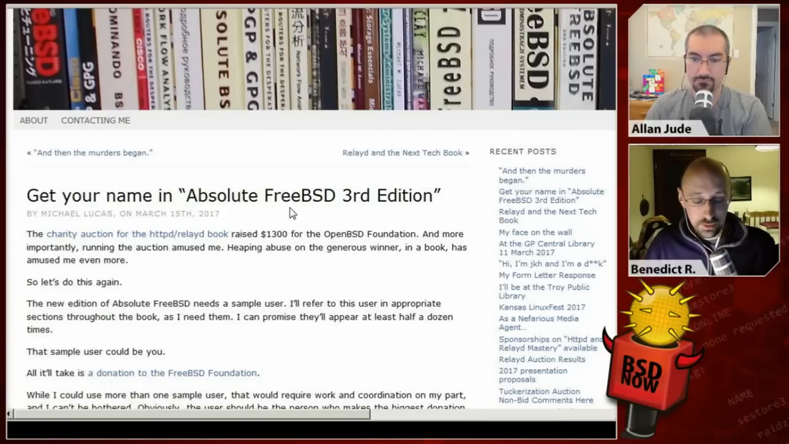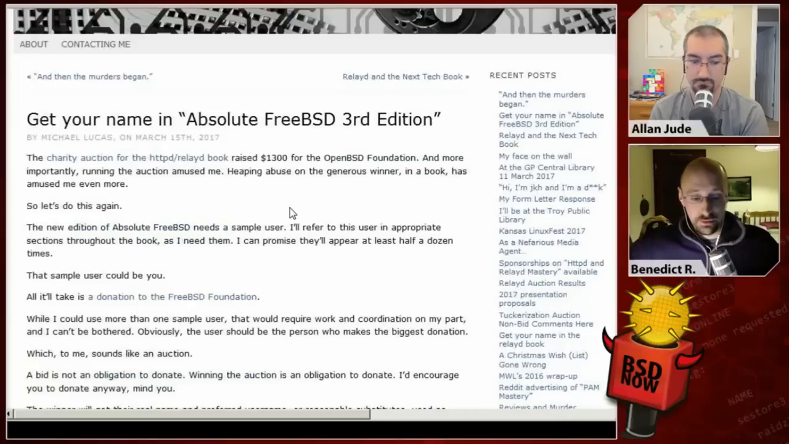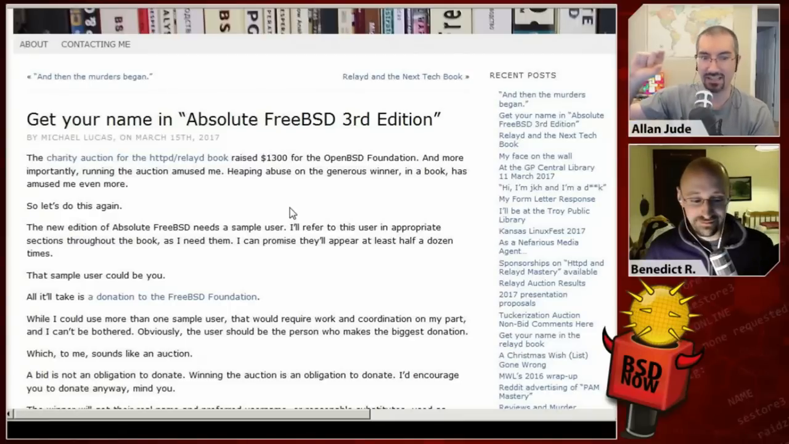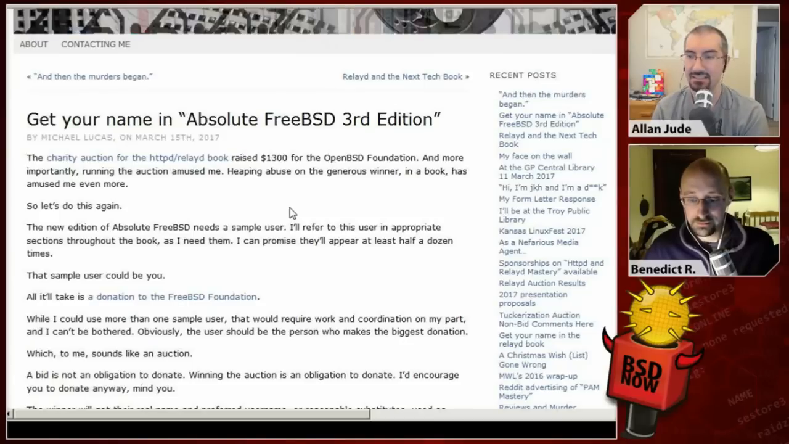In this section, we are going to cover a couple of smaller things. The first of them is today's news from Michael W. Lucas of BSD book fame about getting your name in Absolute FreeBSD 3rd edition. He's finally going to do Absolute FreeBSD 3rd edition, which is a big textbook-style book about everything you need to know to get going with FreeBSD. The last one, the second edition, is over 10 years old now, so it'll be really good to have a fresh one.